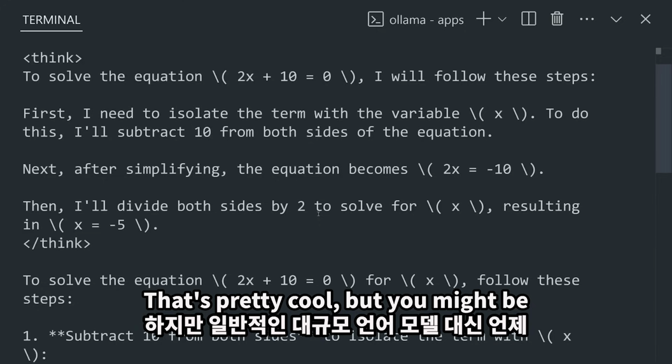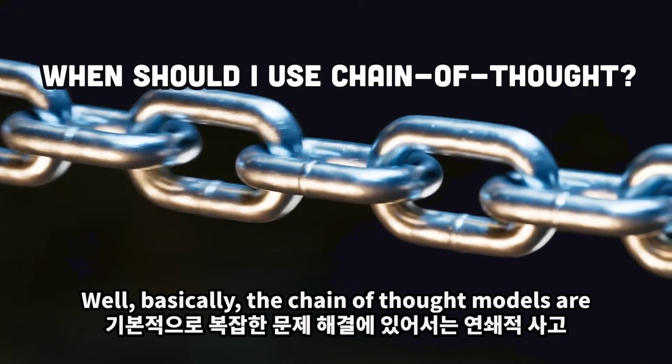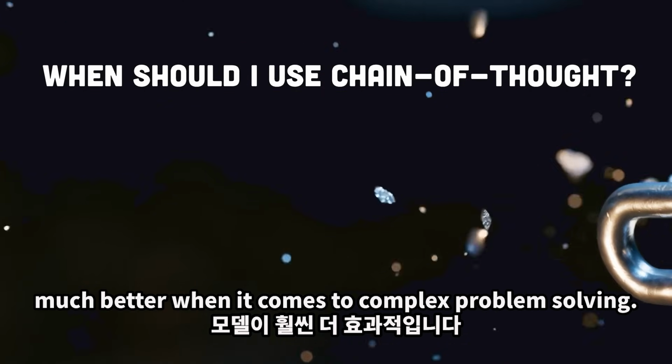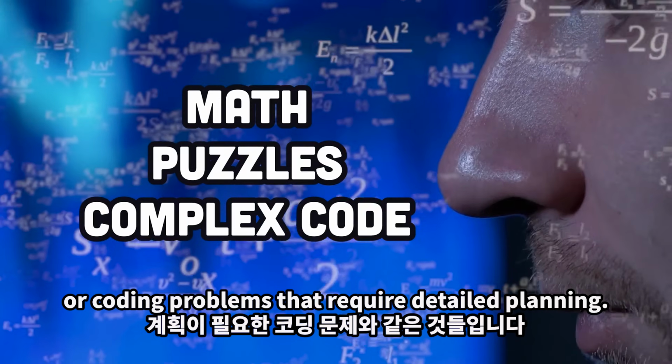That's pretty cool, but you might be wondering when to use a chain of thought model instead of a regular large language model. Well, basically, the chain of thought models are much better when it comes to complex problem solving, things like advanced math problems, puzzles, or coding problems that require detailed planning.